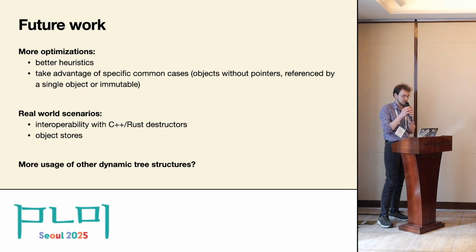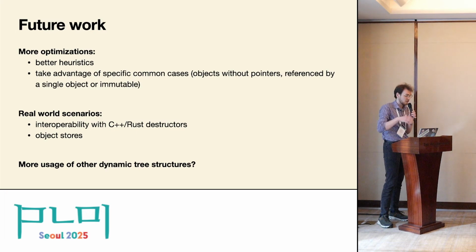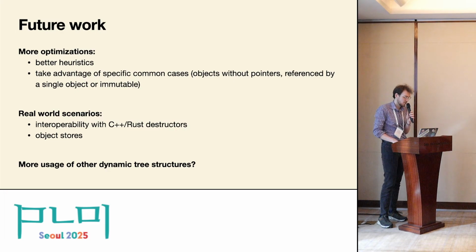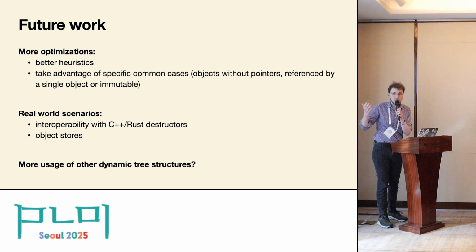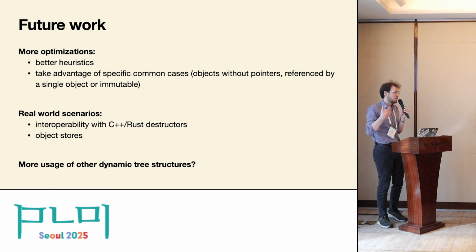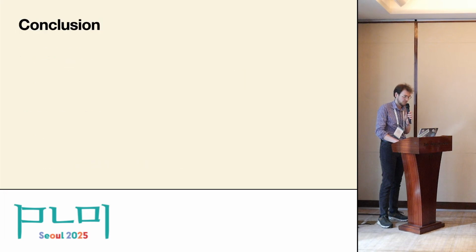Another direction could be to implement it in real-world scenarios, such as interoperability with C++ or Rust destructors. And finally, another direction could be to look at other dynamic tree structures in dynamic graphs to see if there are other structures that can be applied to the garbage collection problem.